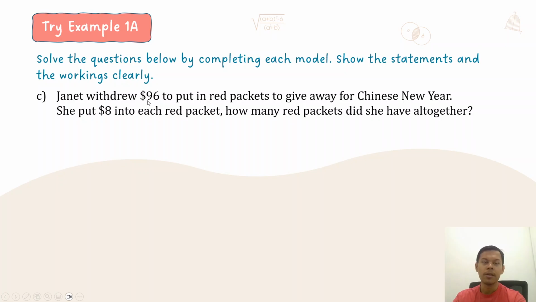Janet withdrew $96 to put in red packets to give away for Chinese New Year, CNY. Okay, she put $8 in each red packet. How many red packets did she have altogether?